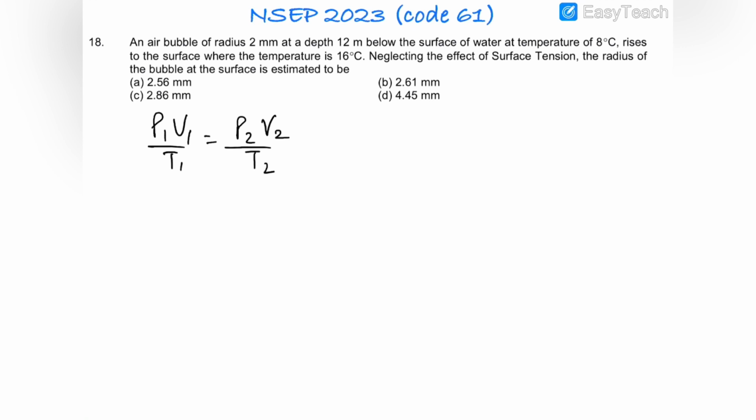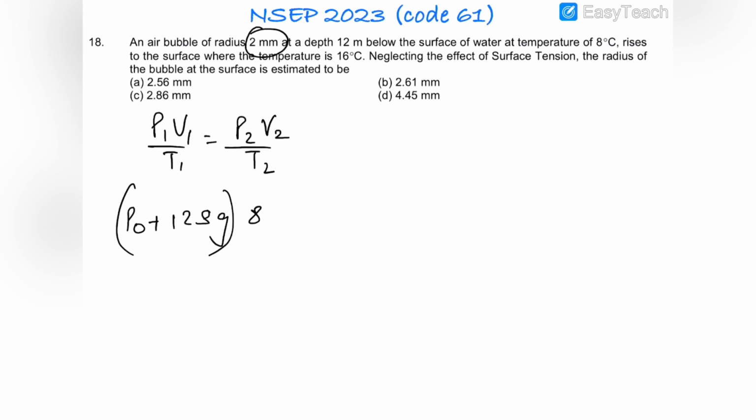And P1 at the depth of 12 meter below the water surface would be P0 plus 12 rho g, and volume of that bubble would be 4 by 3 pi r cube. I'm just taking the radius because I would cancel 4 by 3 pi. So this is r cube. R cube is 8 into 10 raised to power, 1 mm is 10 to the power minus 3 meter, and if we are doing r cube, then this is minus 9. Or we just have to find out in mm, so let us keep it in mm.